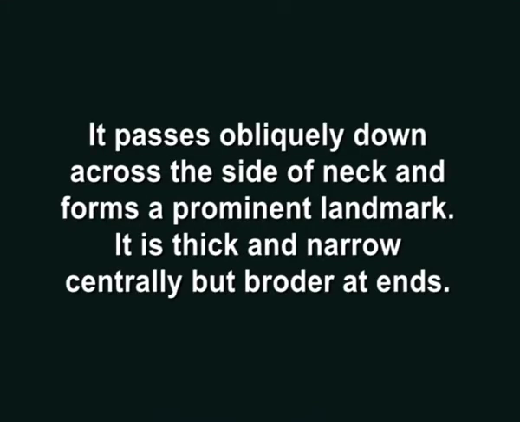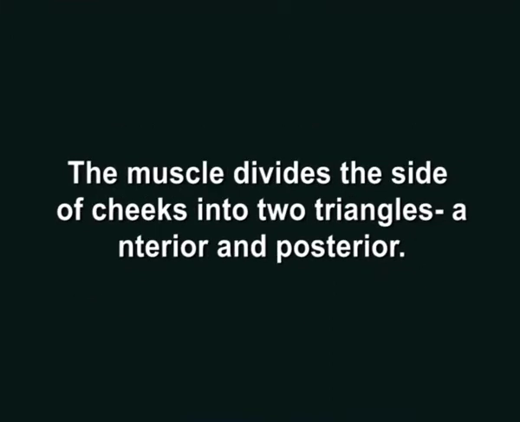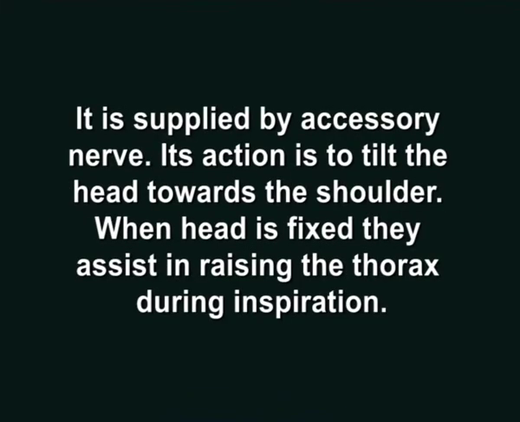Sternocleidomastoid. It passes obliquely down across the side of the neck and forms a prominent landmark. It is thick and narrow centrally but broader at the ends. The muscle divides the side of the neck into 2 triangles, anterior and posterior. It is supplied by the accessory nerve. Its action is to tilt the head towards the shoulder. When the head is fixed, it assists in raising the thorax during inspiration.